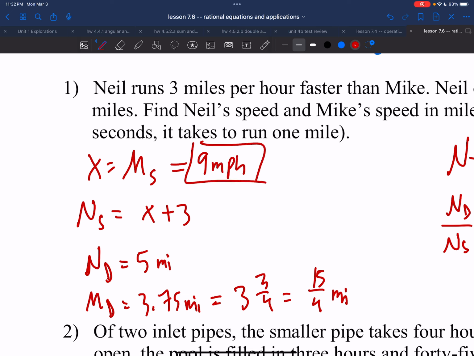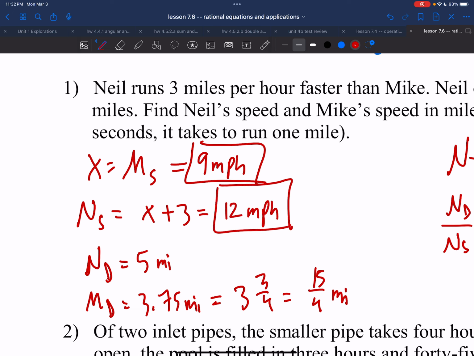Okay? But the question is asking for both of their speeds. So Mike's is 9 miles an hour. How long is Neil's? Neil's is x plus 3, which is 3 more than 9. So then that's 12 miles per hour.